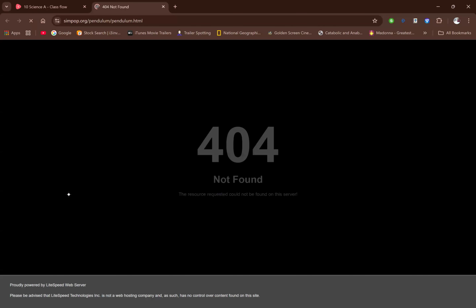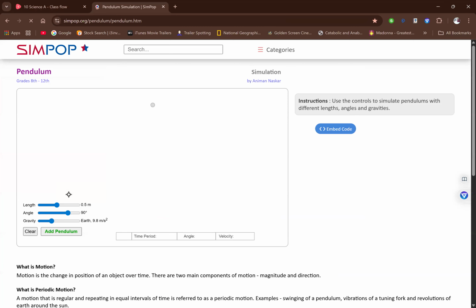So you click the link, and you are able to see this online pendulum swing. But I do not know why it is not accessible now. There we go. So you can see you can change the length, and you can change the angle.